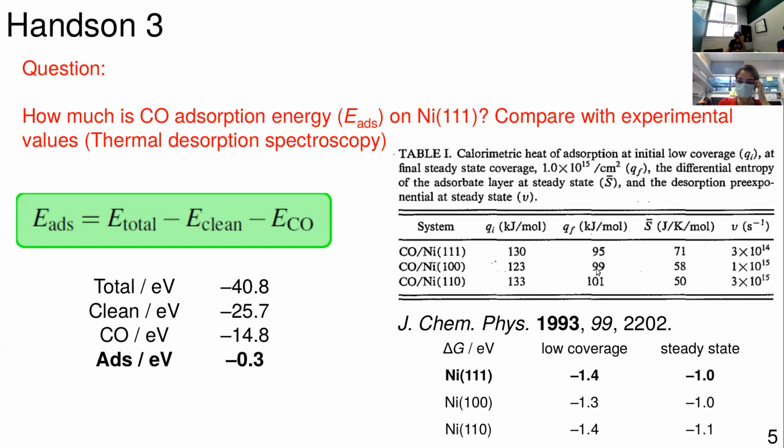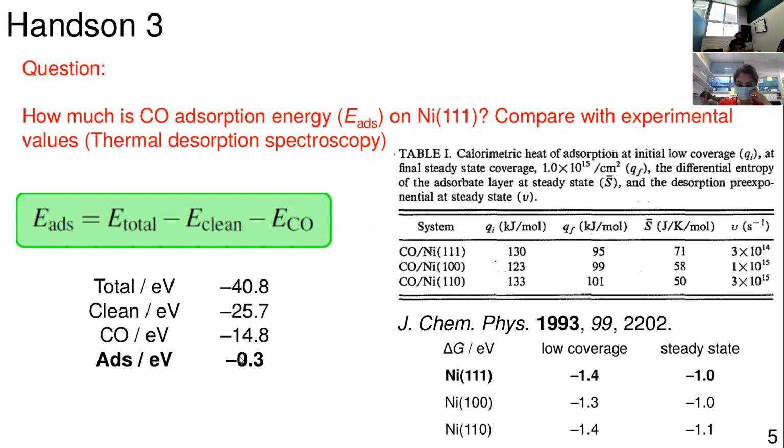So this is with higher surface coverage, let's say, and you see that the values for nickel 111, 100, 110, these are experimental values, are minus 1.4 electron volt in low coverage and minus 1.0 in the steady state, so higher coverage. Okay, so you see that this is what we were discussing now with Enrique, that if we increase the coverage, then this value gets less negative, because it means that it's easier to dissolve the molecule.